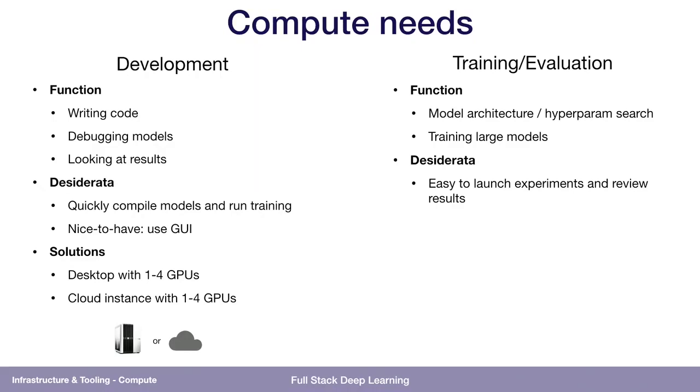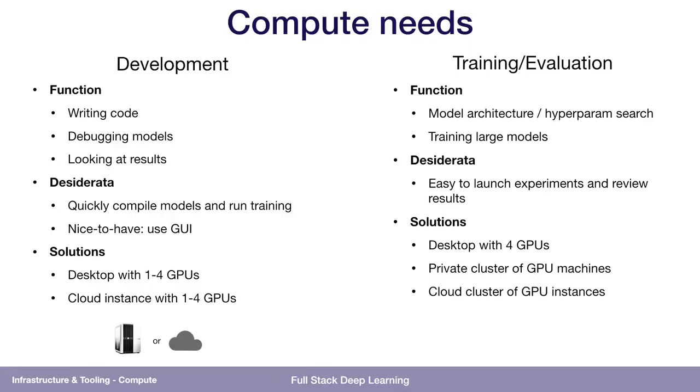So what I want there is to be able to very easily launch experiments and review all the results that are getting generated. And the solution could still be a desktop. It depends on the size of your problem. Over-engineering is something we should try to avoid. So if all you're training on is a few gigabytes of data, your model's not too big, and you have 4 GPUs on your desktop, that might be all you need, right?